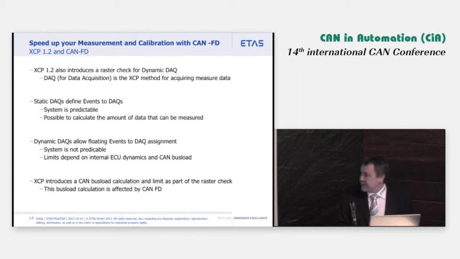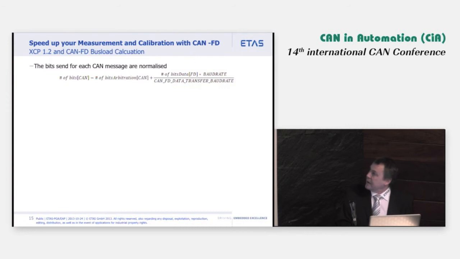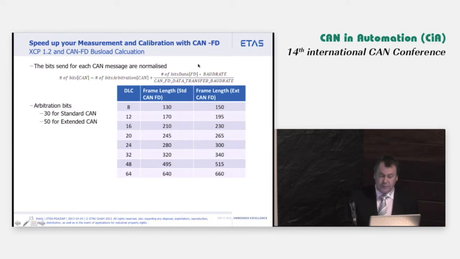raster calculation. Part of it is a bus load calculation. And of course, because CAN-FD affects the data transfer rates, we have to modify this bus load calculation to take CAN-FD into effect. Again, I don't want to go too much into it. It's more to tell you that it's there. But basically we have to normalize the bus rate calculation with the CAN-FD data rate. And what we've done is specify the data length frames.